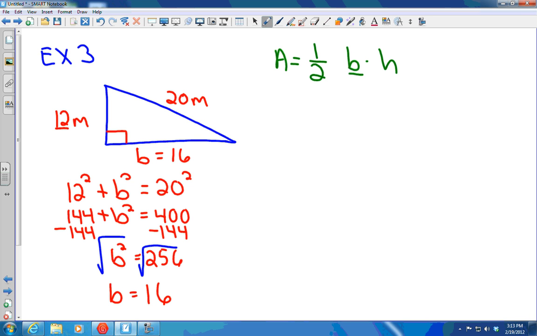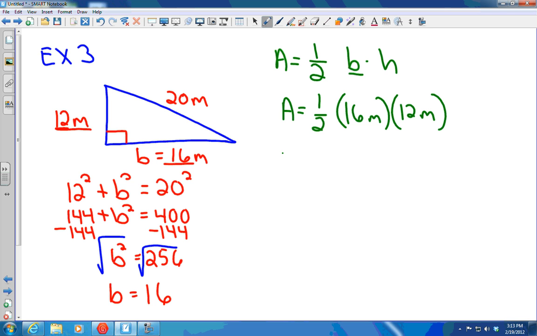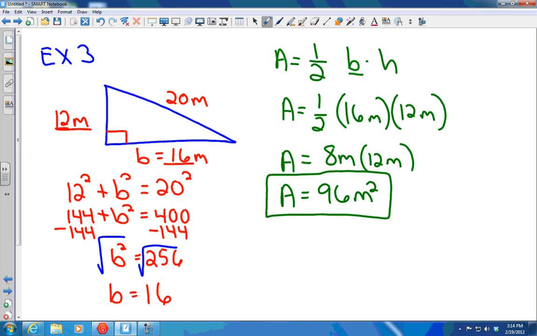So now I have my base and my height, and I'm ready to plug that into my formula. Area equals 1/2 base, 16 meters, times height, 12 meters. 1/2 of 16 meters is 8 meters, and 8 times 12 is 96. And meters times meters is meters squared. And so there's the area of my triangle.